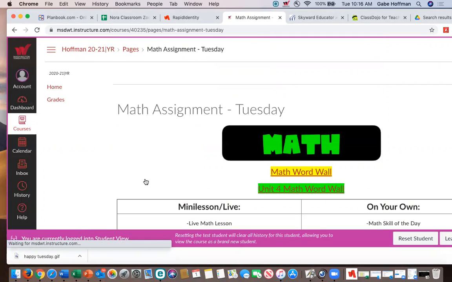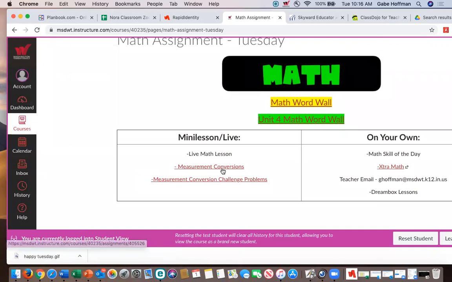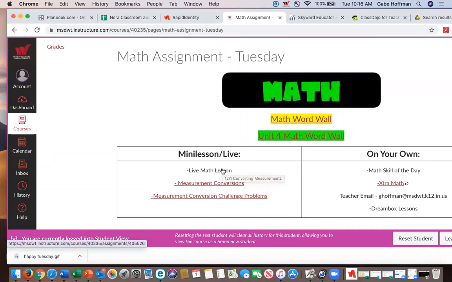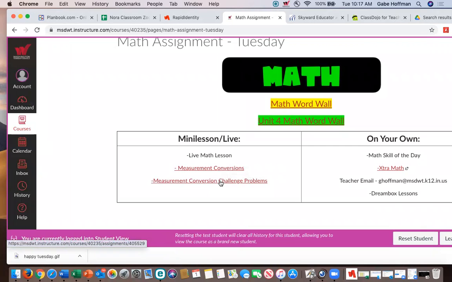Okay. There are 2 sets. There are measurement conversions and there's measurement conversion challenge problems. Some of you are going to go with me and some of you are going to go with Miss Weibel, and we're going to do one of these in a small group. And some of you, I think, have shown that you've done an excellent job with this, and I would like you to do the challenge problems first today. Okay. And we'll let you know who's doing what in a second.